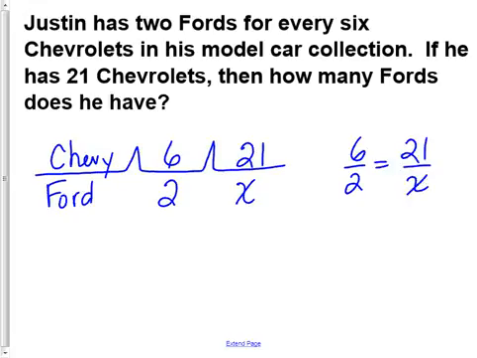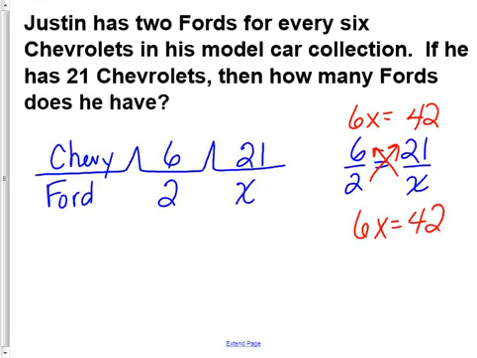And I can use my cross products and then solve the equation. 2 times 21 is 42. 6 times X is 6X. So 6X equals 42. When I divide by 6 on both sides of the equation, I'm going to get X equals 7. So he would have 7 Fords.